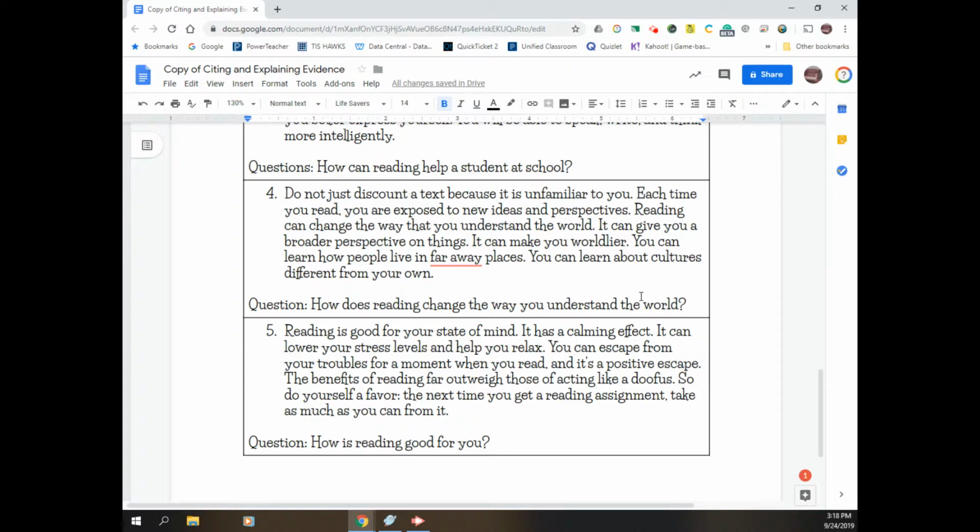So do yourself a favor. The next time you get a reading assignment, take as much as you can from it. The question is, how is reading good for you? Again, look for evidence. Use your sentence starter. The text says, the article states, and then explain. This means. Okay, you're on your own. Good luck. And if you have any questions, come and talk to me.